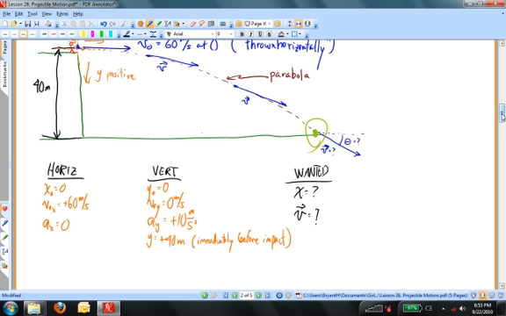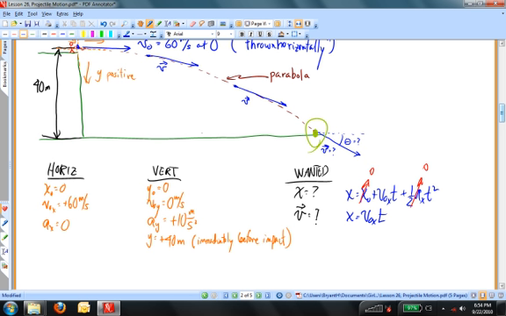I could use the second equation of motion in x. And I could say that there are certain things in this equation which are 0: the origin, the initial position, and the acceleration. Which means the equation becomes x is equal to v naught x times t. So if I could figure out a number for the time, then I could get a number for the range, x. How can I figure out the time?